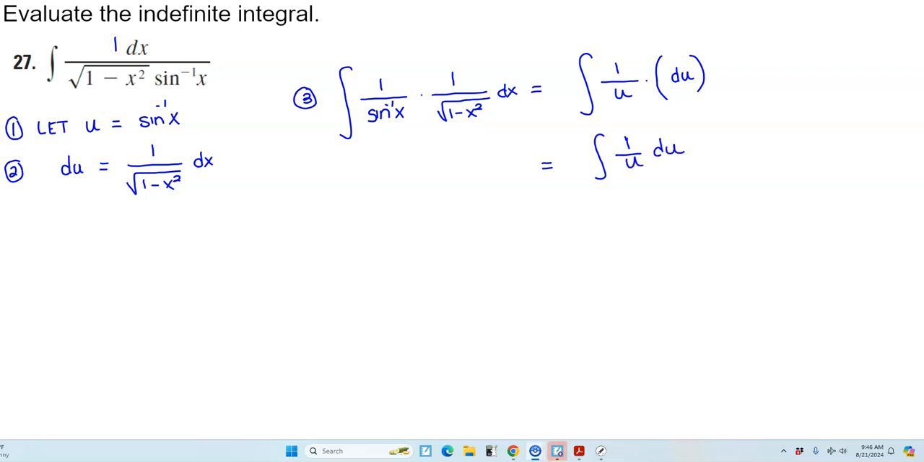And remember that when we take the antiderivative of 1 over a variable with an exponent of 1, that means the antiderivative is going to be the natural log. So that means we're going to take the natural log of the absolute value of u plus c. And now, substituting what u was in the original problem, the sine inverse of x, we're going to get the natural log of the sine inverse of x plus c.